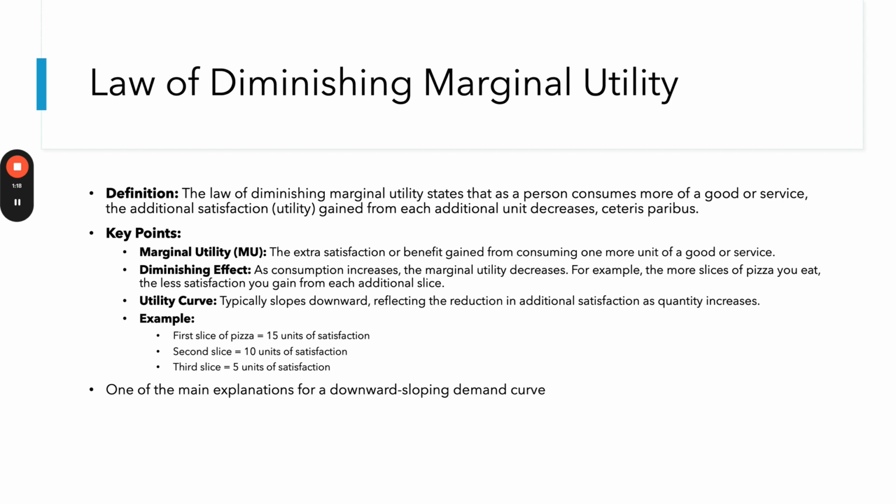impact on your satisfaction. You might overeat or something like that, which is why the marginal utility curve, or utility curve as some people call it, typically slopes downwards, reflecting the reduction in additional satisfaction as quantity increases. And this is one of the main explanations for a downward sloping demand curve.